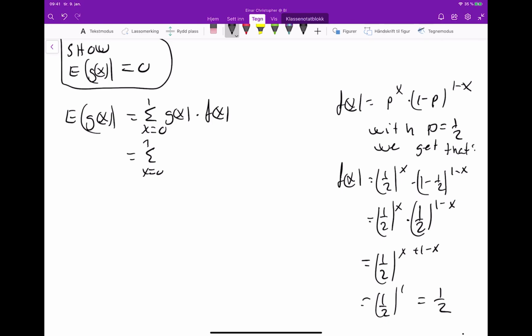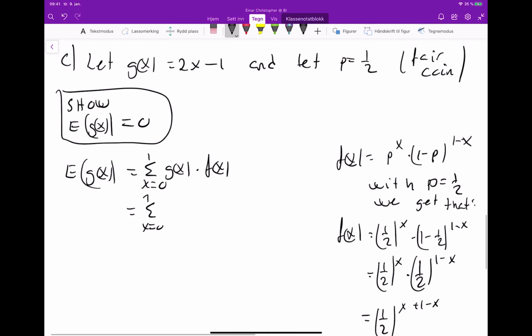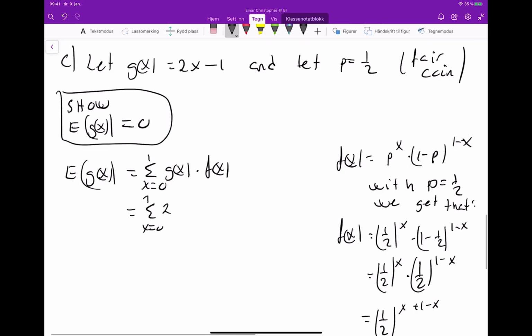So f of x is actually just equal 0.5. And that's because either x is 0, and that has a probability of 1/2, or x is 1, and that also has a probability of 1/2. So it has to be a constant. And g of x is still 2x minus 1 times f of x, equal 1/2.